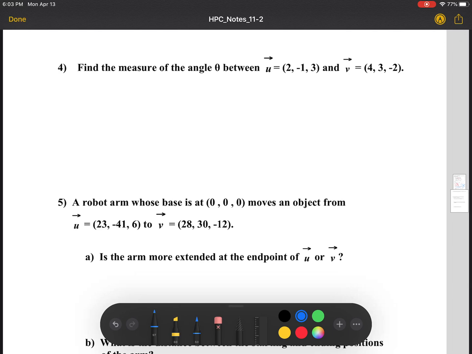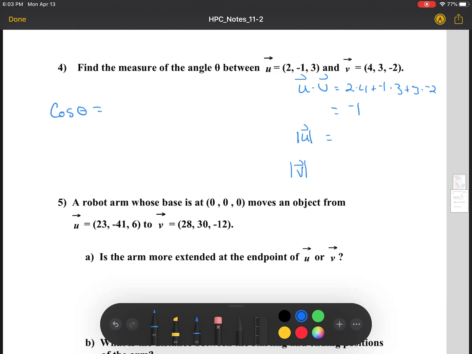Going on down to example 4. Find the measure of an angle theta between u and v. So now we have to use our angle between two vectors formula, our cosine of theta formula. First let's do our u dot v. U dot v is going to equal 2 times 4 plus negative 1 times 3 plus 3 times negative 2. All right, I got negative 1 from that.